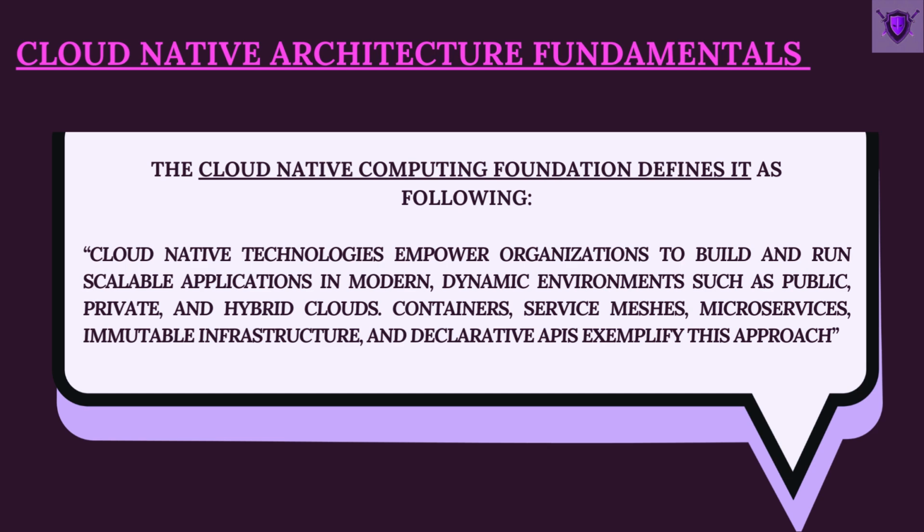Once this is used and we have any change, this has to be replaced. So this is an immutable infrastructure. Then, in the definition, we are talking about declarative APIs. Declarative APIs basically allow you to specify the desired state of the system rather than the steps to achieve that state. So the system itself figures out how to reach and maintain the desired state.